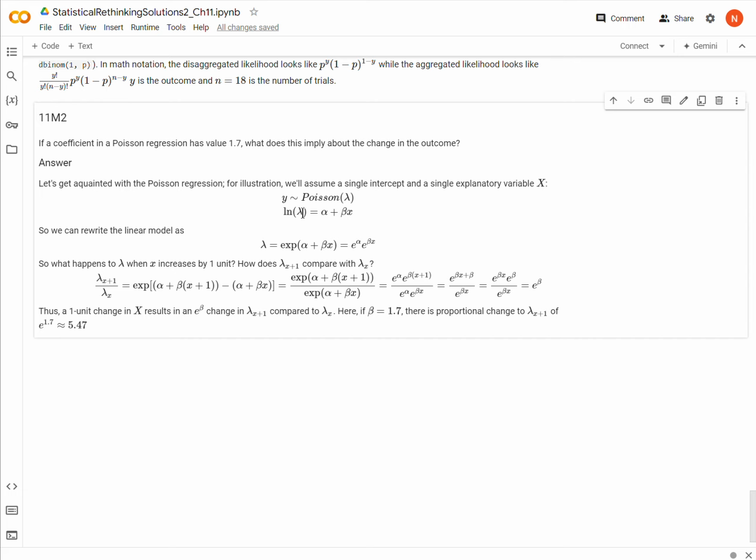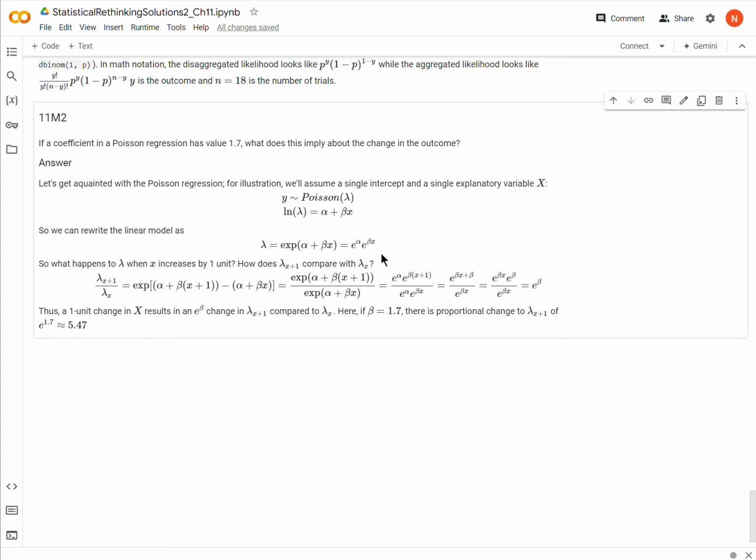So we can write this linear expression a little bit differently. If we exponentiate both sides, getting rid of this natural log, now we just have lambda equals the exponentiated alpha plus beta x. And I can rewrite this, which might come in handy, also as e to the alpha times e to the beta x.